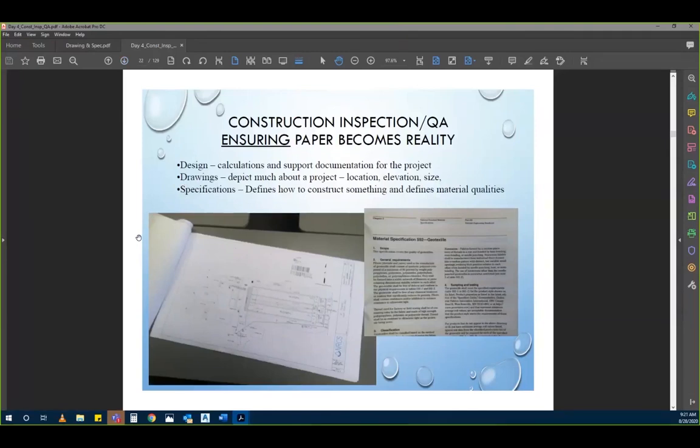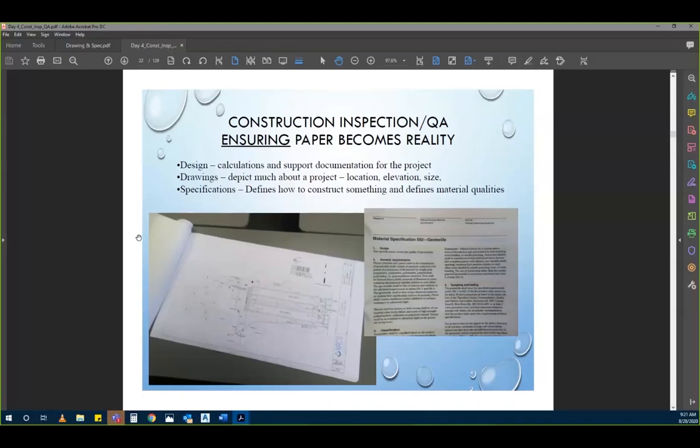There's the design, the calculation, support, and documentation for the project. The drawings depict much about the project, location, elevations, and so forth. Specifications define how construction is done and define material quantities. But like Paula was just saying, and I just want to emphasize, the individual responsible for design approval must approve all modifications to the design drawings and specifications. These drawings and specifications are a legal document, and the person who is signing those must ensure that they have the appropriate job approval authority, engineering job approval authority, if it's an engineering project.